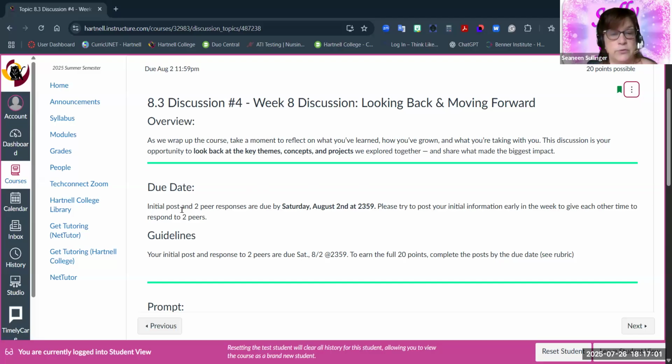So you have an initial post and 2 peer responses, replying to 2 peers, due by Saturday, August 2nd. There is not a due date to post your initial post and then come back and do peer responses. You can do it all on the same day. However, because the due date is August 2nd, it behooves you to post your initial response earlier in the week so that everybody has a chance to respond to 2 peers.